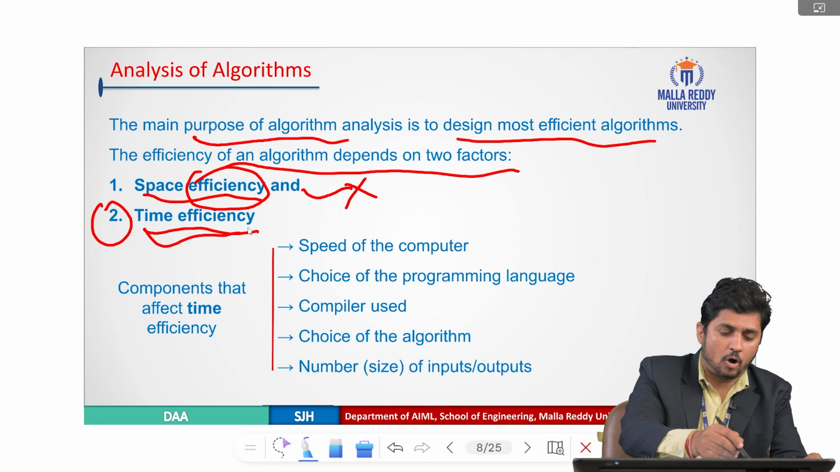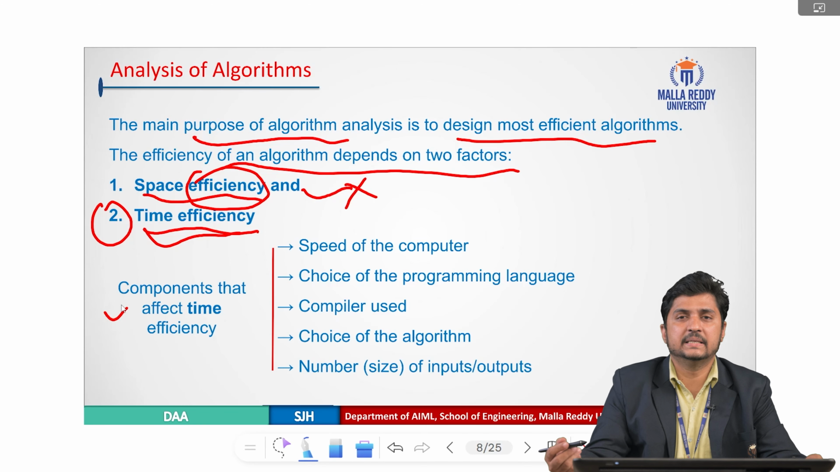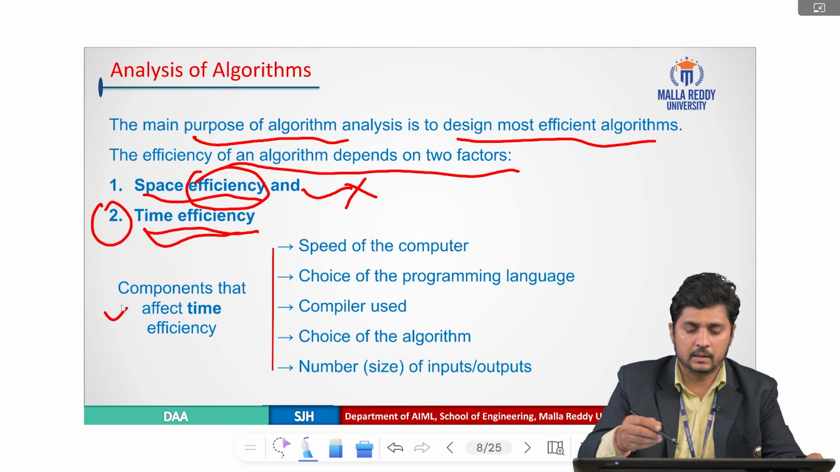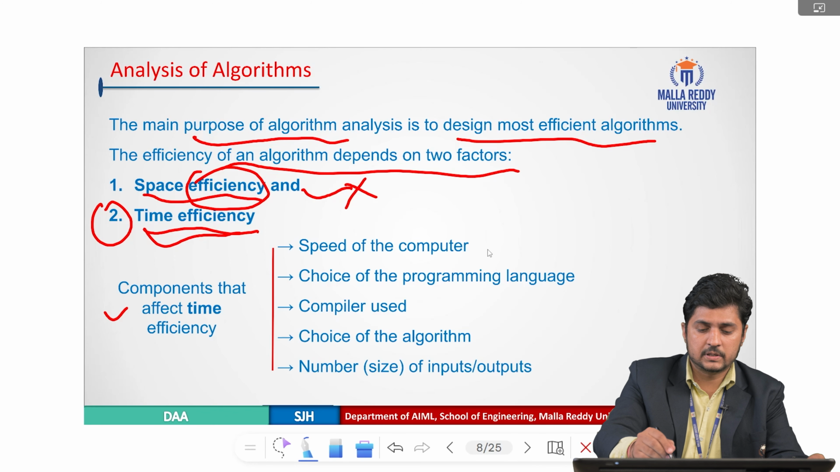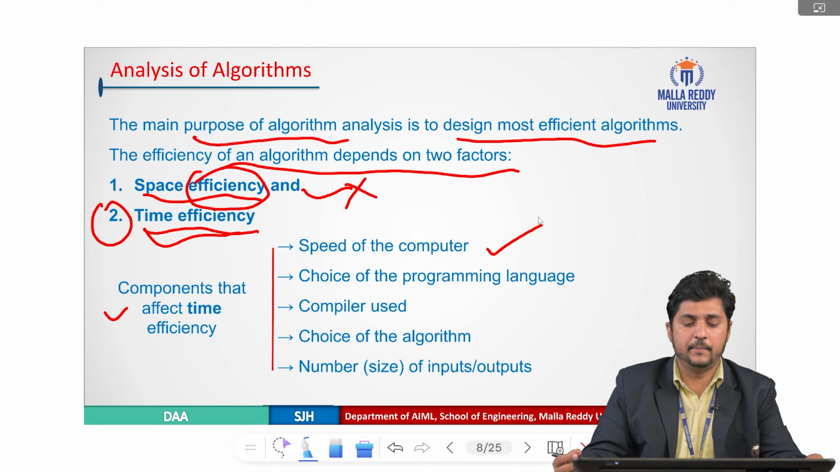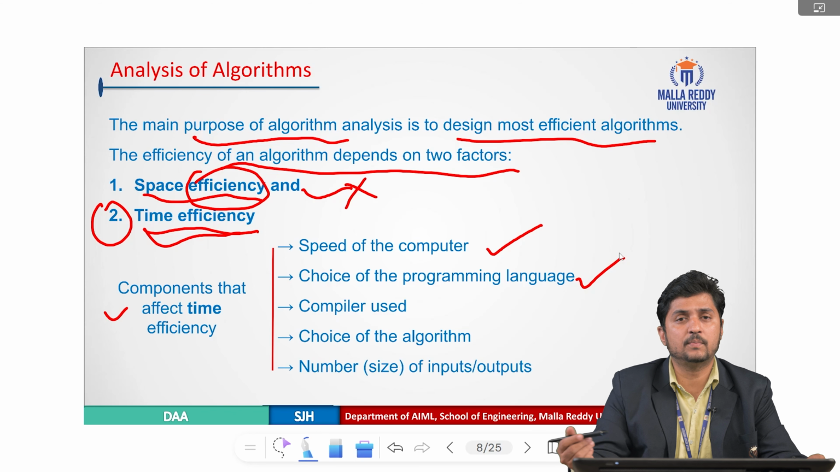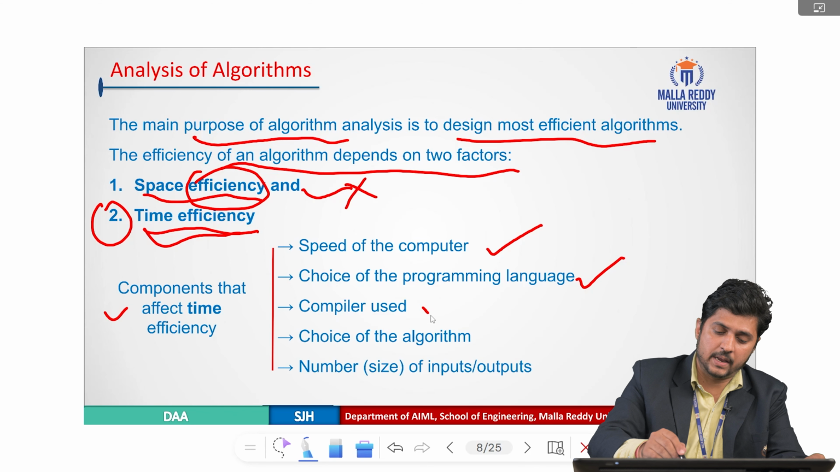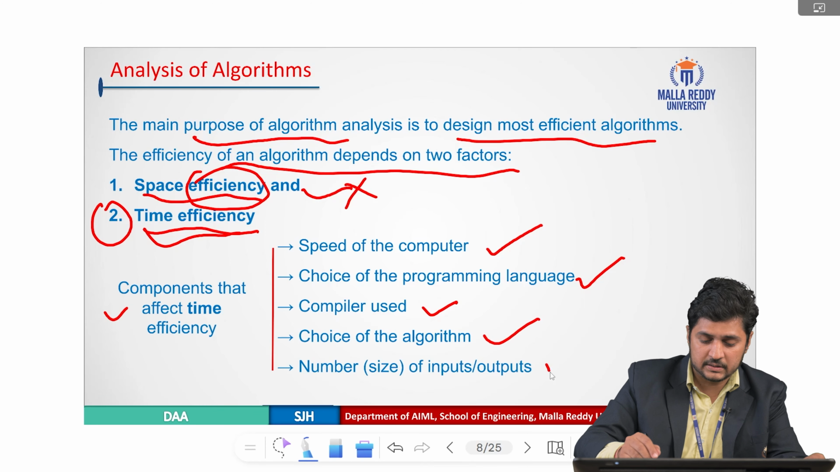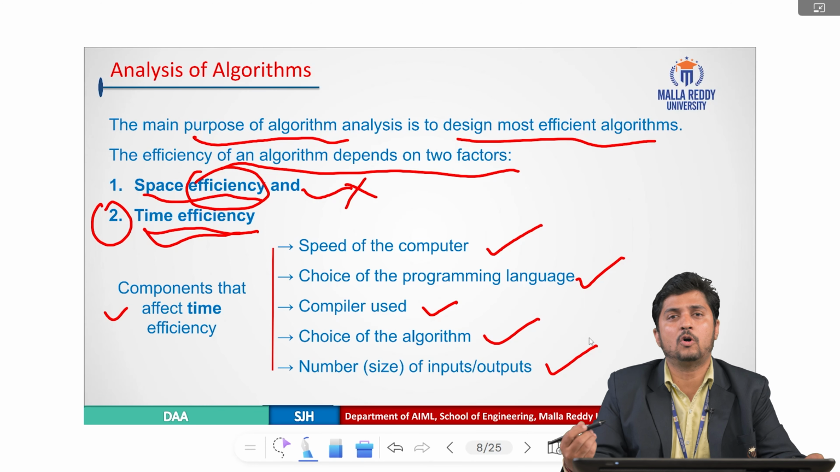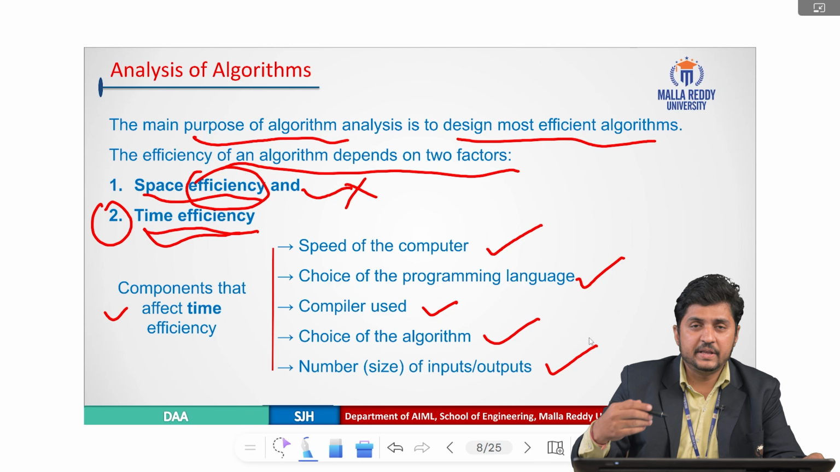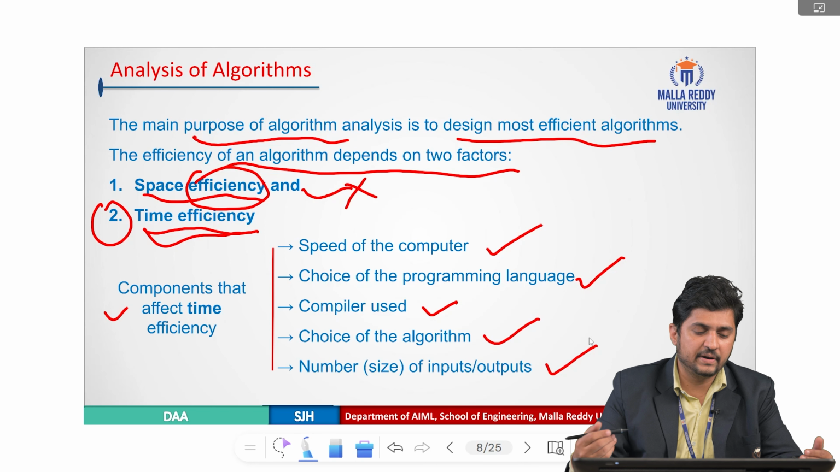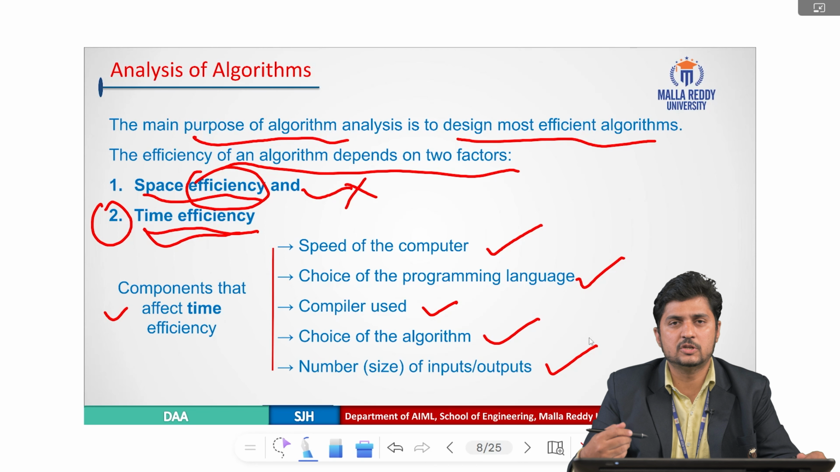The major components that basically affect time efficiency are listed here. The first component is the speed of the computer. The second component is the choice of the programming language. Third, the compiler used, then the choice of the algorithm, and the number or size of inputs or outputs. These are the basic components which are going to affect the time efficiency of any algorithm.